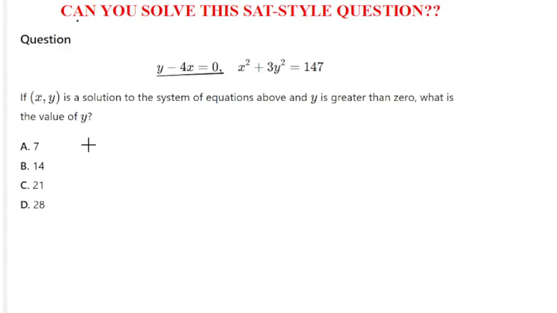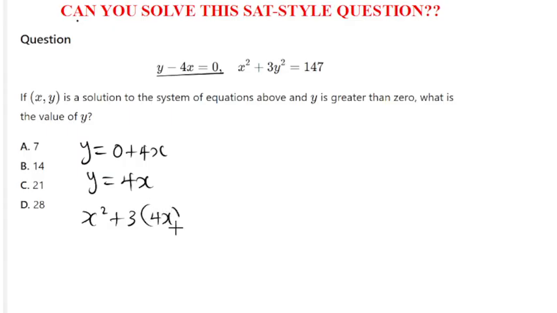We know that y is equal to 0 plus 4x, so y is equal to 4x. So we plug in y is equal to 4x in the second equation. So this gives us x squared plus 3 times (4x) squared is equal to 147.